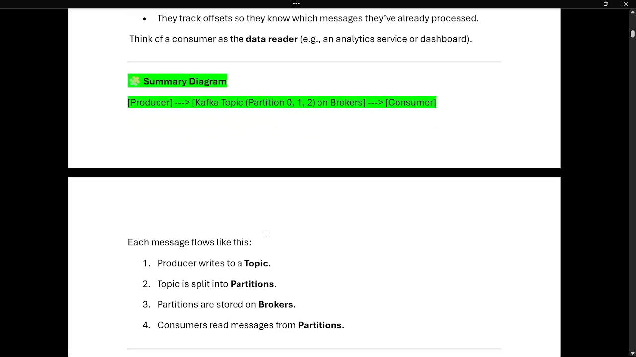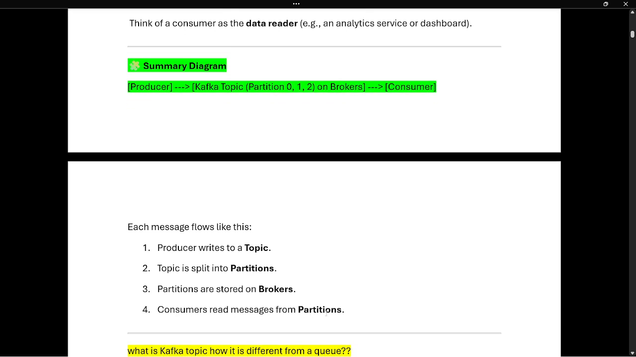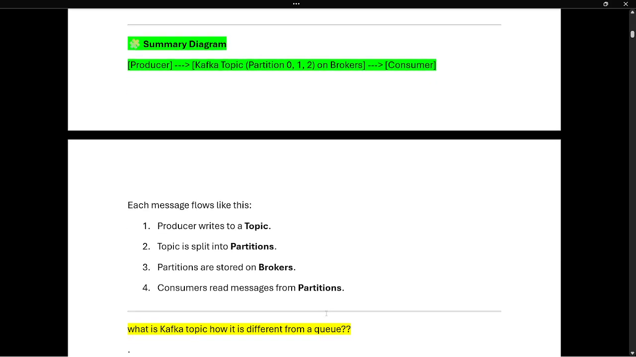So the producer writes to a topic. The topic is split into partitions. Partitions are stored on a broker. And the consumer reads the messages from partitions. Okay, so this way we understand it.